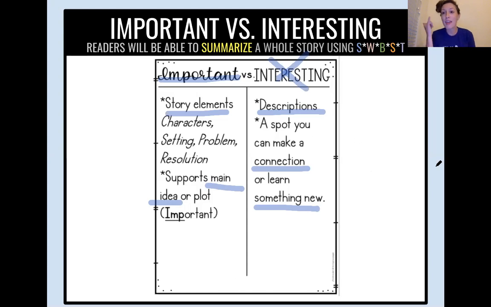You also might be making a connection with the text. So you might think, I'm a painter too. I paint with Ms. Villa. But this is not going to help us tell the story again. So we don't want information that's interesting when we summarize. We just want information that tells us about our characters, setting, conflict, and resolution, and things that tell us about the main idea.